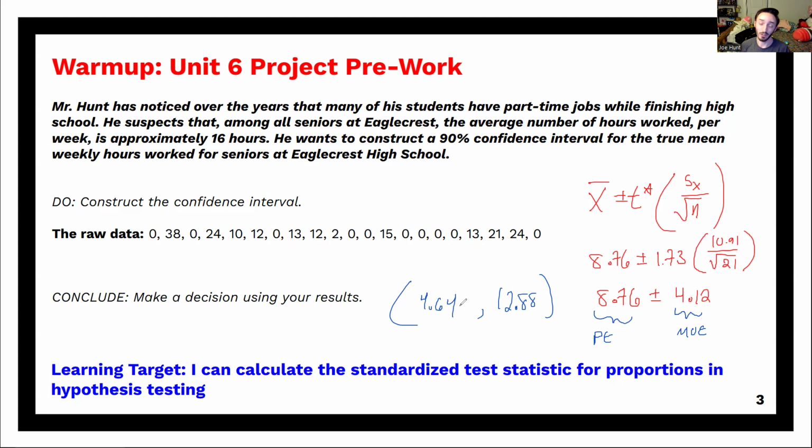Now, at 90% confidence, what that means is if I were to do this 100 different times, get 100 different samples of seniors, and calculate 100 different confidence intervals, none of which agreed with each other, about 90 out of 100 in the long run are going to get it.